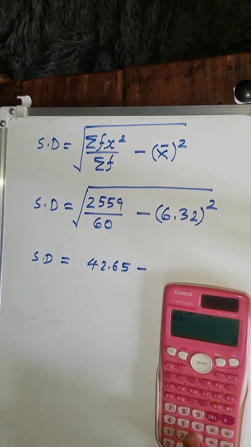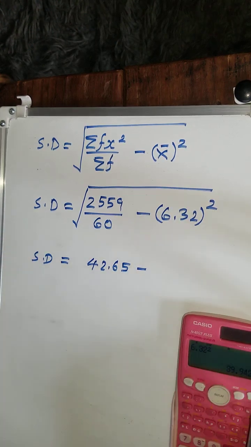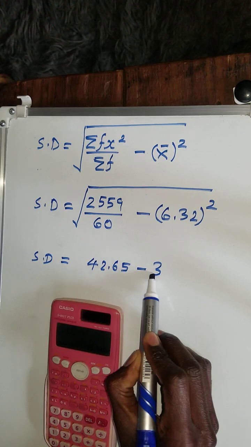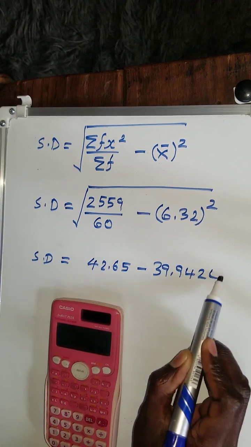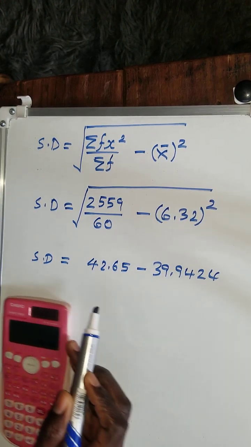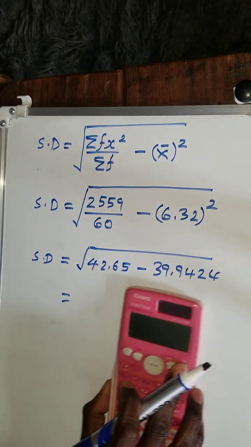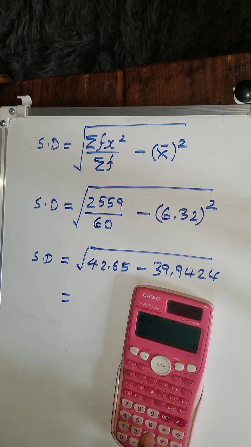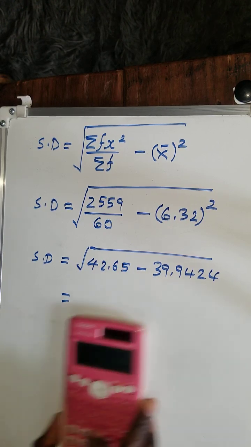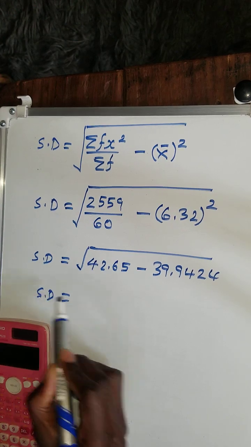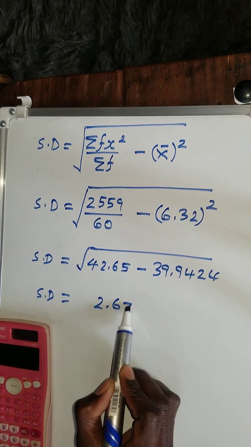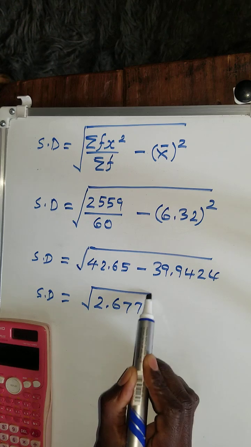Then what are you going to do next? You simply say 6.32 raised to the power 2. That is going to give me, if I write the whole value, 39.9424. Of course, you can round it off to 3 significant figures. Remember everything is in the square root, so you first work out that. It is going to be 42.65 minus 39.9424. That is going to give me my standard deviation value there, 2.6776.